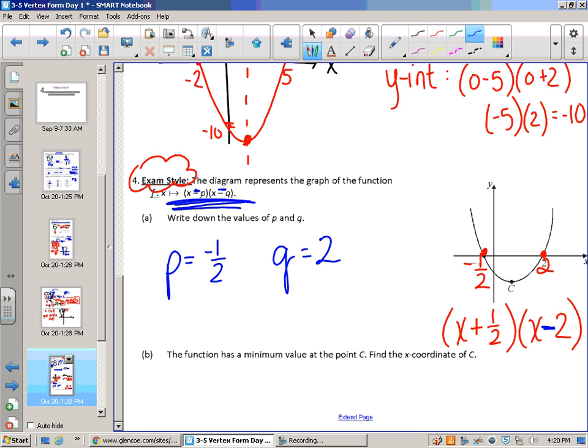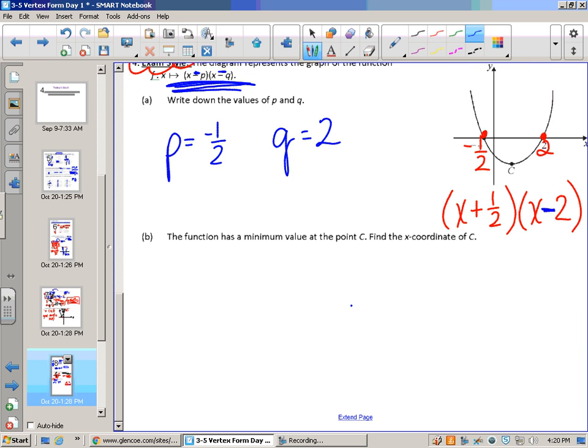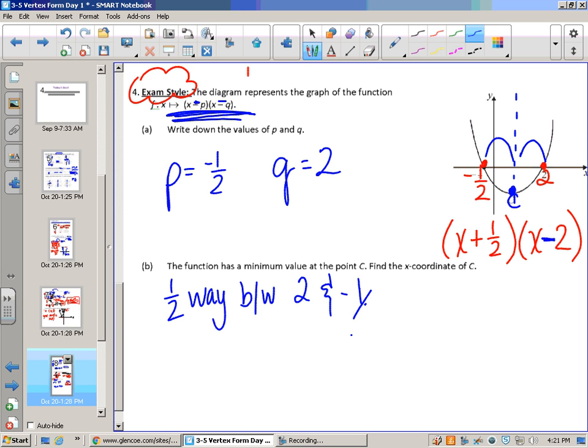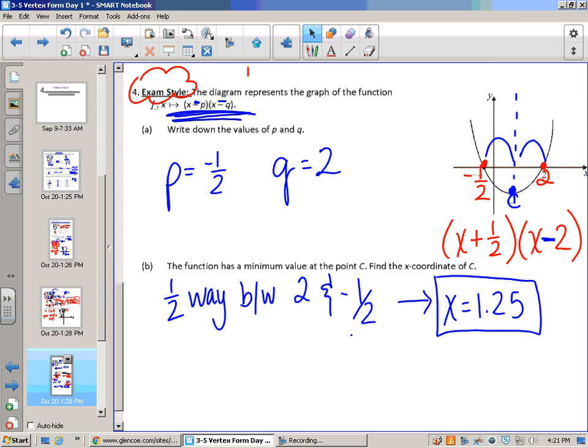The function has a minimum value at the point C. Find the x-coordinate of C. Okay, so the minimum I know is right here, and it falls on the axis of symmetry. It's halfway between these two. If you figure out the halfway point between 2 and -1/2, it's actually at x equals 1.25. So that's going to be the x-coordinate.